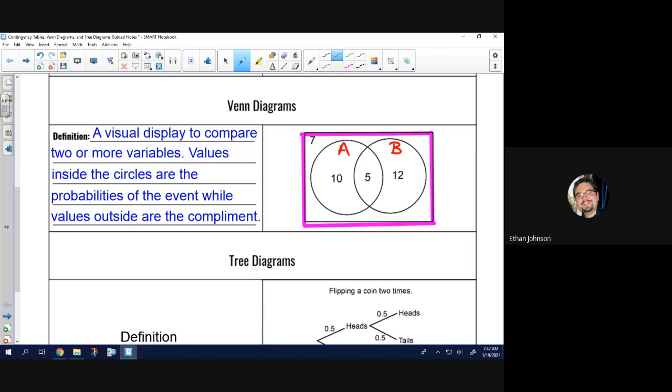So just the Cliff Notes version of this, I can see the total of everything inside group A is 15. Total of everything inside group B is 17. For A and B, so inside both circles, is 5. And then the complement of A or B, really, is the 7. So we have the number outside.